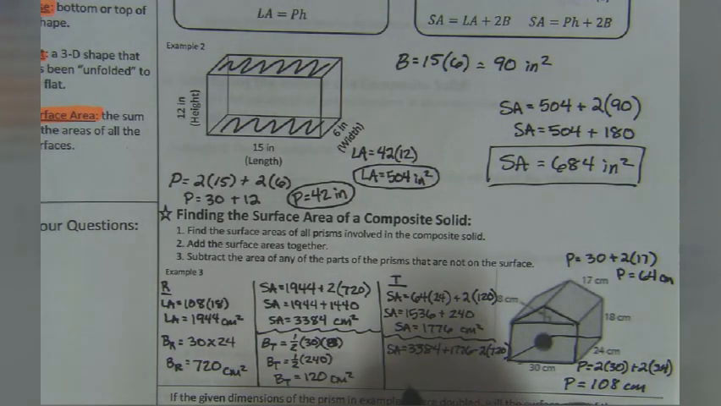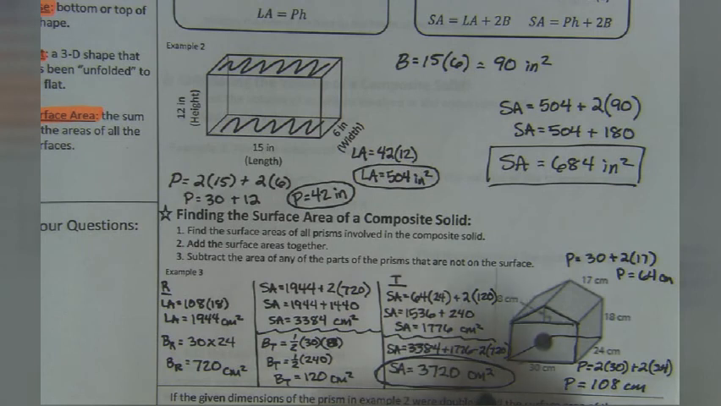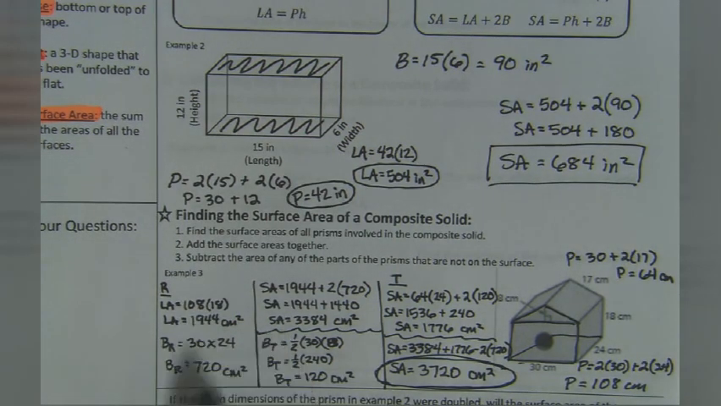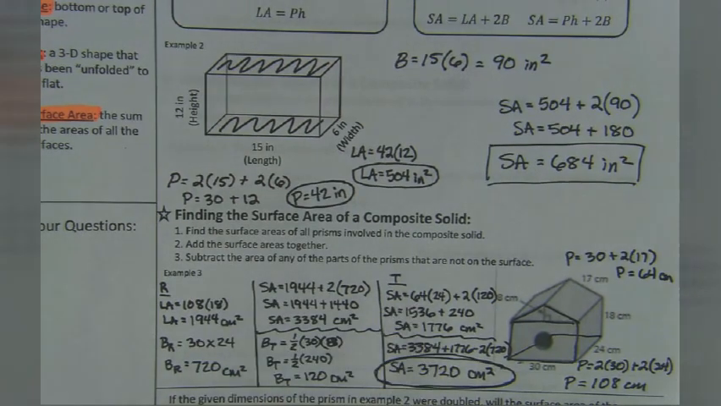Okay, so that is going to give me a surface area. Okay, so if I did all of these together, I'm going to end up with 3,720 centimeters squared. Okay, guys, that was the super long process of solving for this composite solid. Okay, so as you can see, it took a lot of steps. So you guys are going to need to do a lot of steps when you solve these problems.